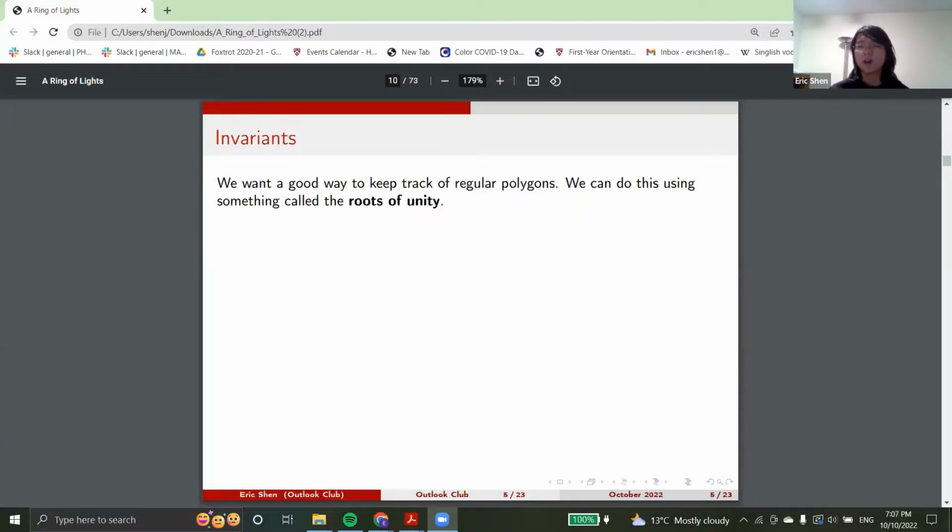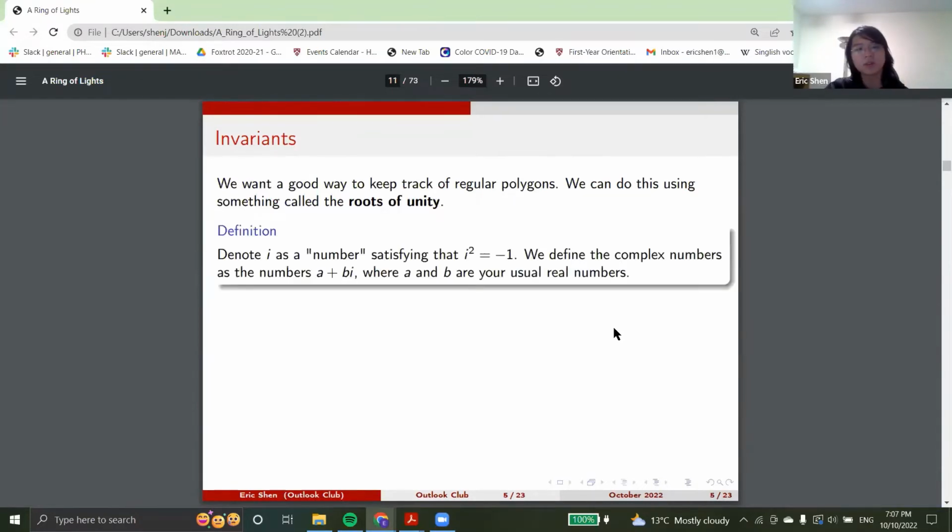Okay, I'm not going to wait too long, but it seems like some of you know about complex numbers, but not all of you do. So I'm going to talk a little bit about that for now, as a little bit of background. First of all, the roots of unity are a type of complex numbers, so let's talk about complex numbers. The idea behind complex numbers is this.